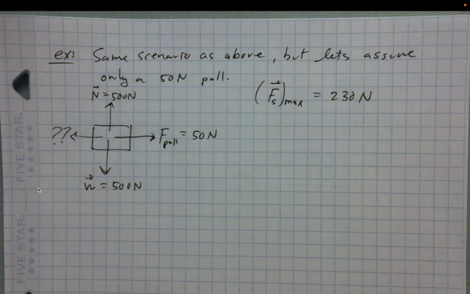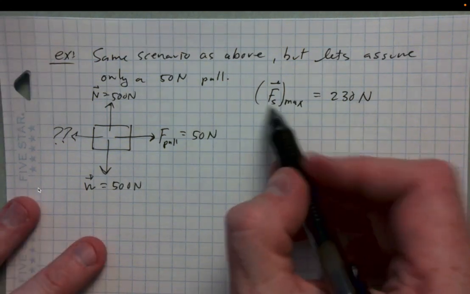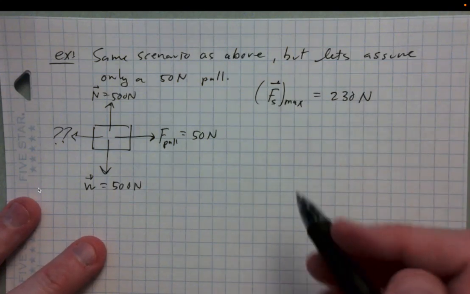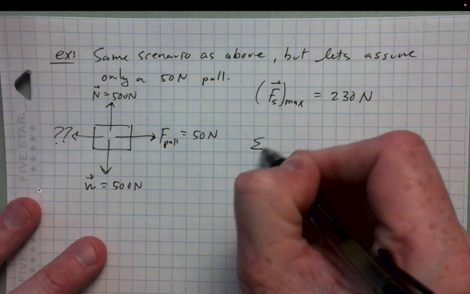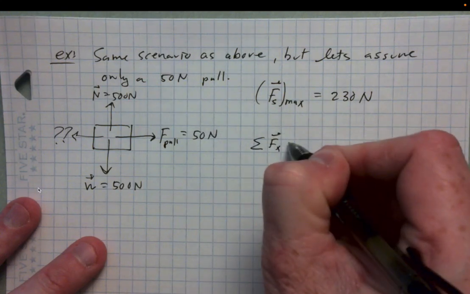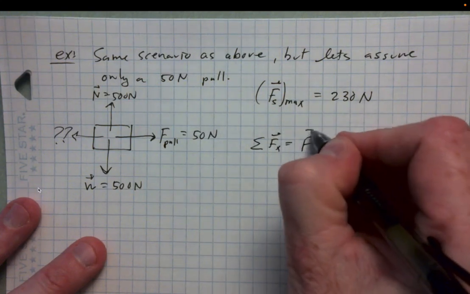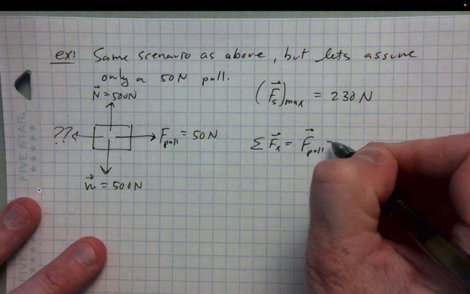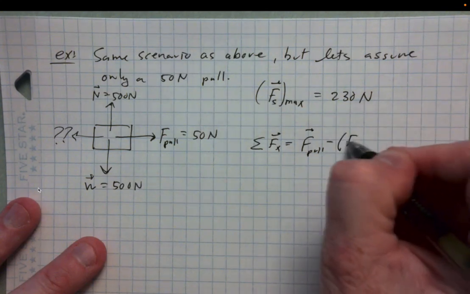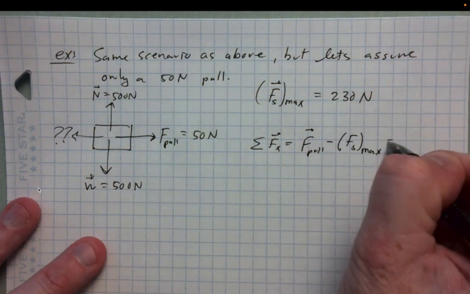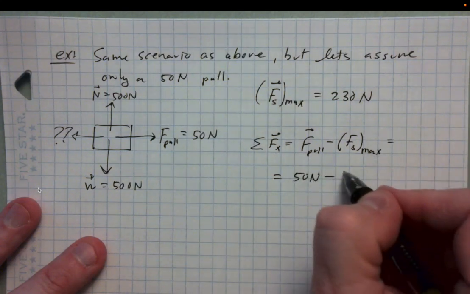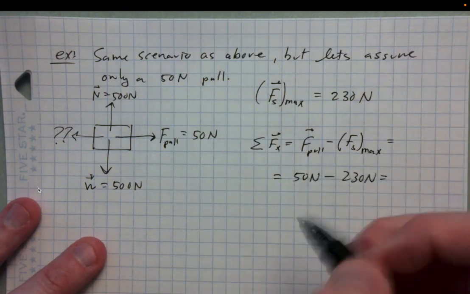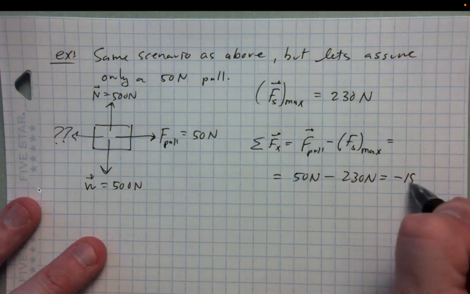And then we used that to calculate the coefficient. But let's think about what the scenario looks like if we use this value. We take the sum of the forces in the x direction. Those are going to be equal to the force of the pull minus the maximum static friction force, and that's 50 newtons minus 230 newtons. Right? So you do that math, and you see that this is negative 180 newtons.